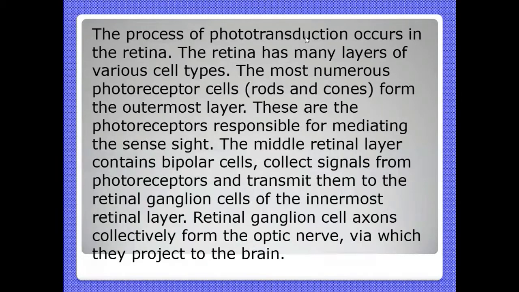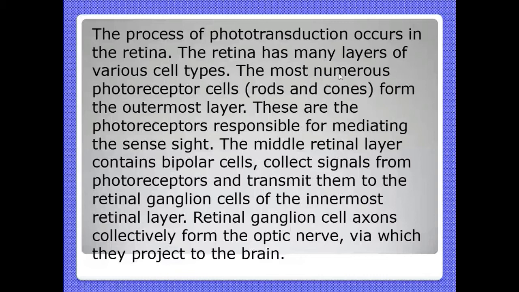So the retina has many layers of various cell types. Already we have seen. The most numerous photoreceptor cells are rods and cone cells only. They form the outermost layer of the retina. So these are the photoreceptors. They are responsible for mediating the sense of sight.